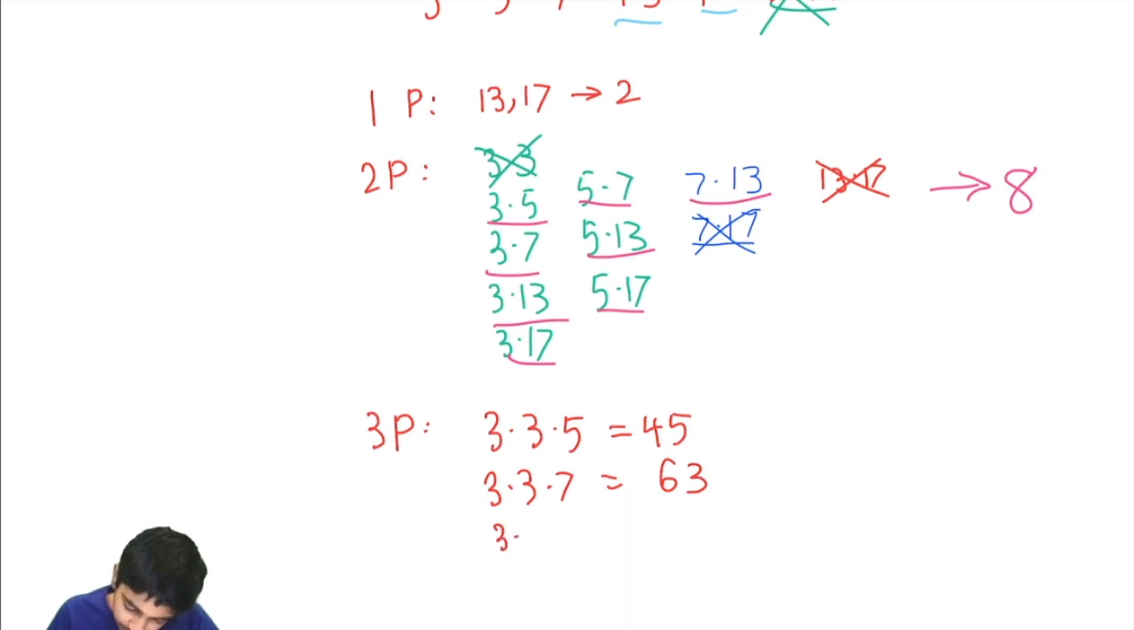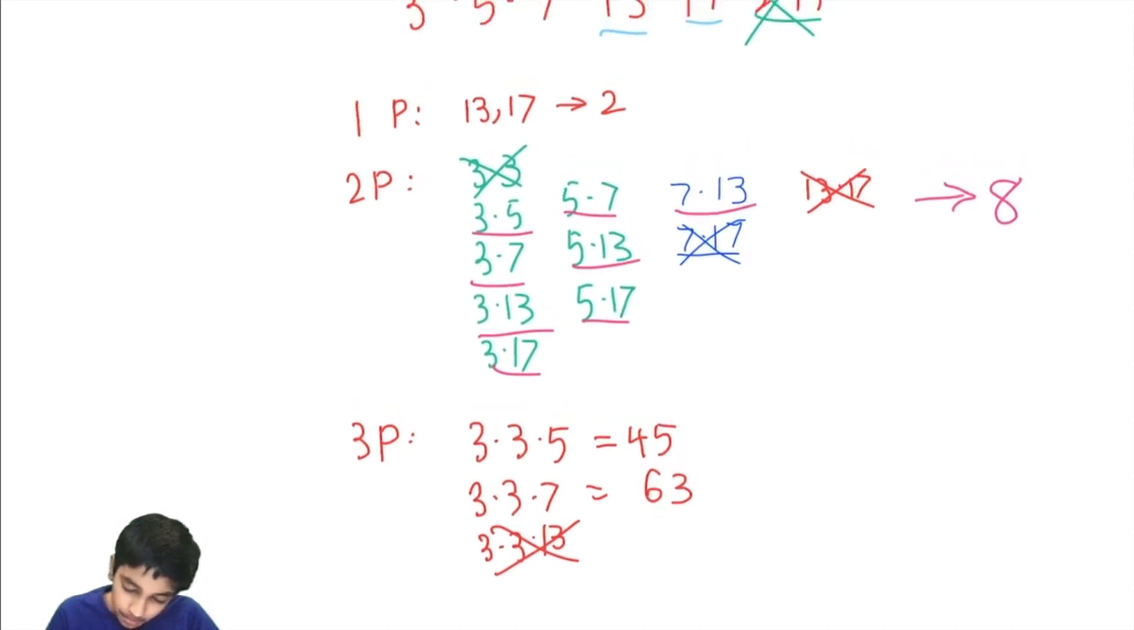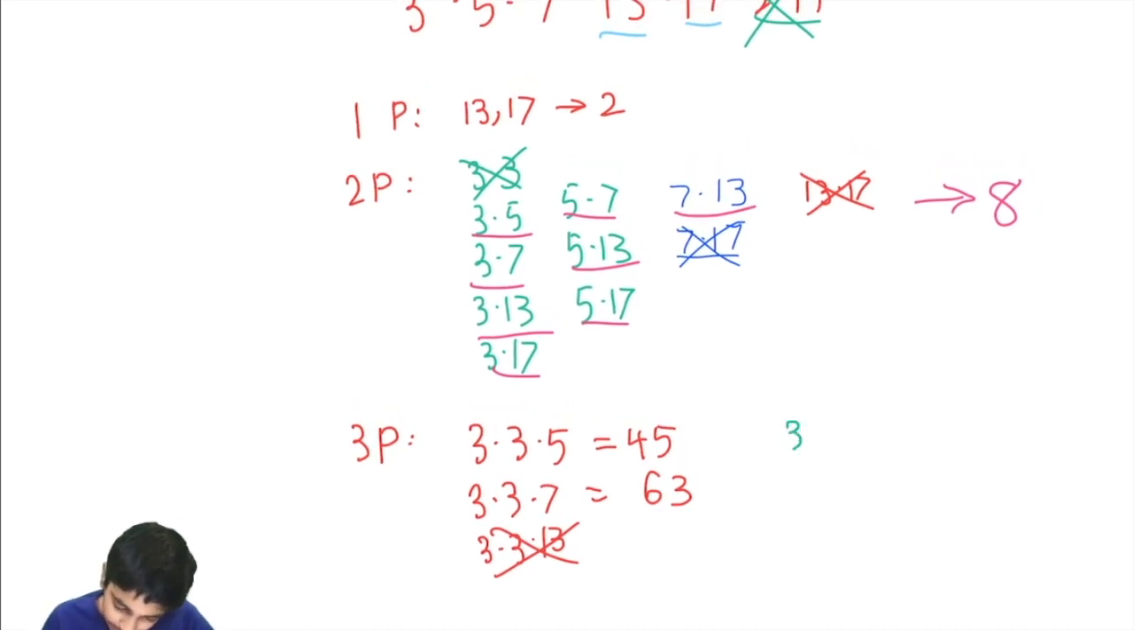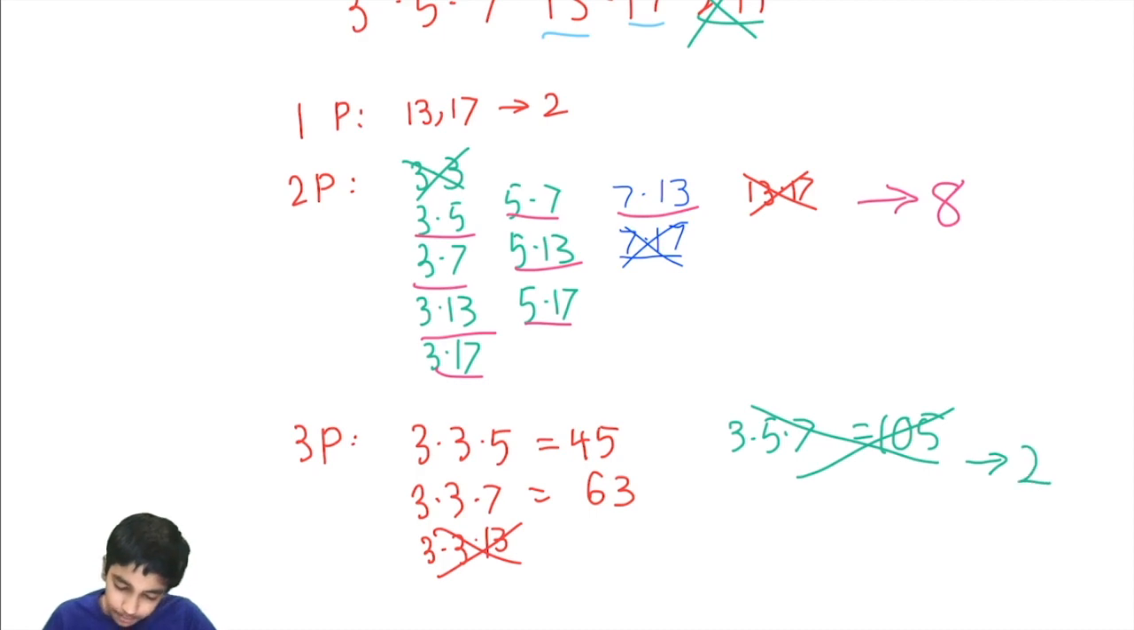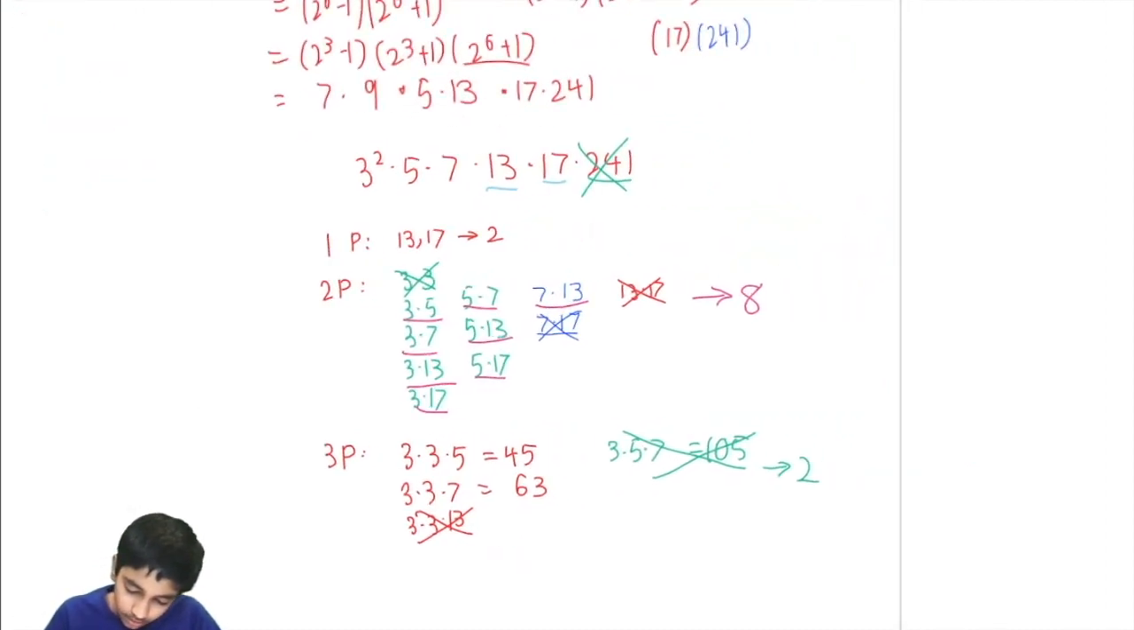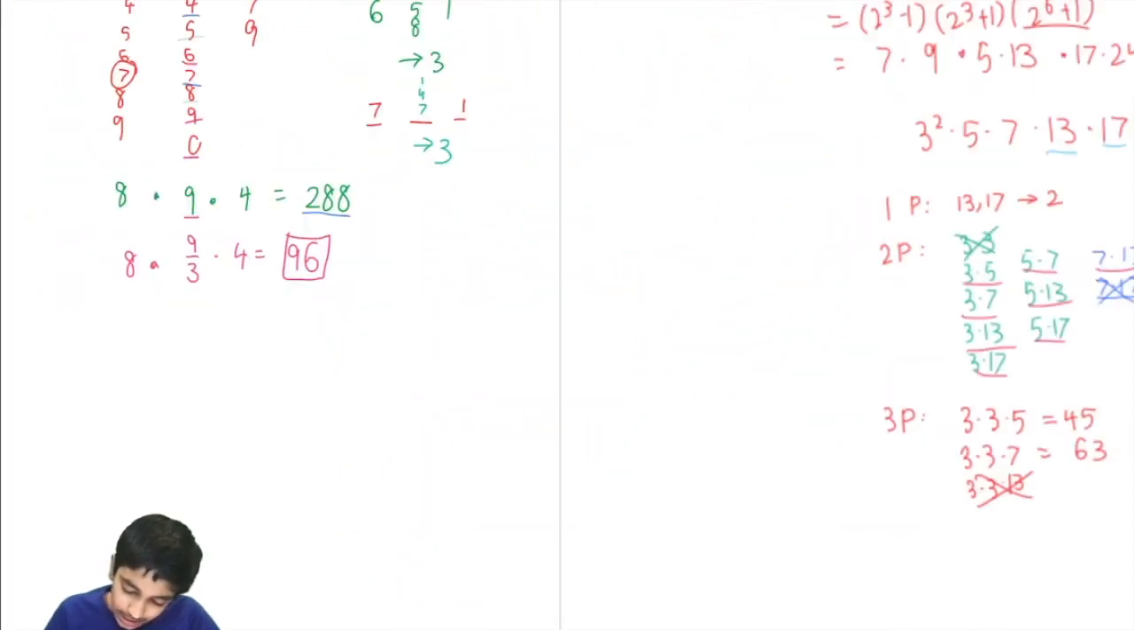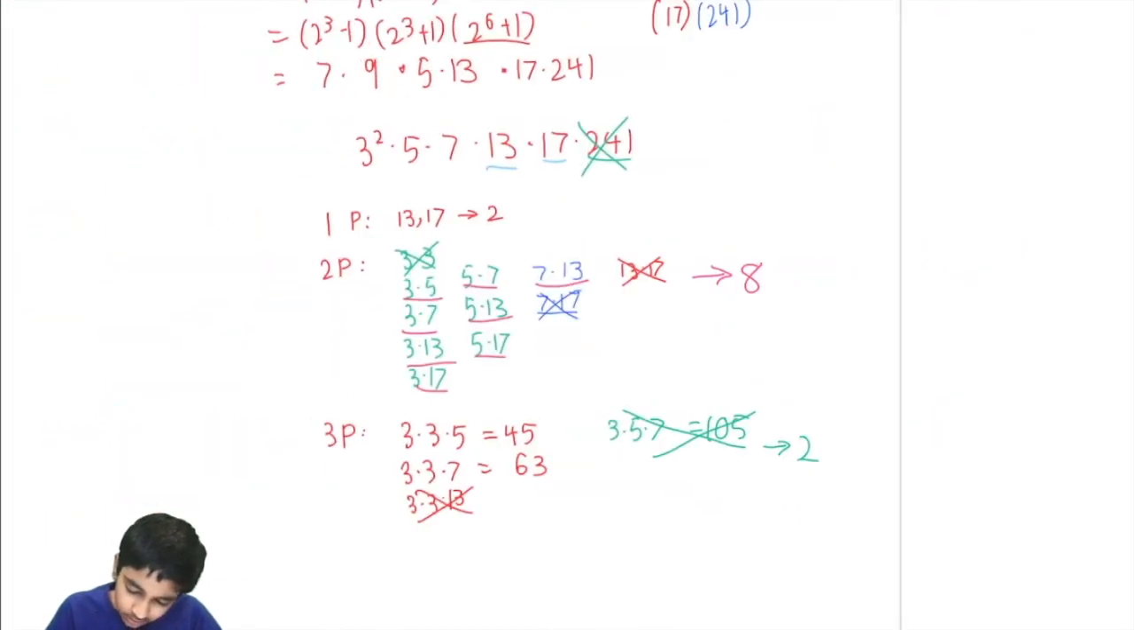3 times 3 times 13 runs into a little bit of a problem, because now the number is a bit more than what we need. This is a 3-digit number, so it's too big. But we can also check 3 times 5 times 7, because that's the next possibility. But that's, again, too big. It's 105, that's too big. So you can see there are only two possibilities in this case. So overall, you have 2 plus 8 plus 2: 2 for 1 prime, 8 for 2 primes, and 2 for 3 primes. That gives us a total of 12, the answer for this problem.